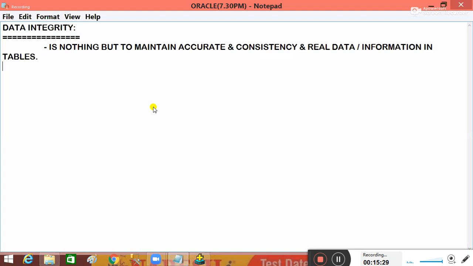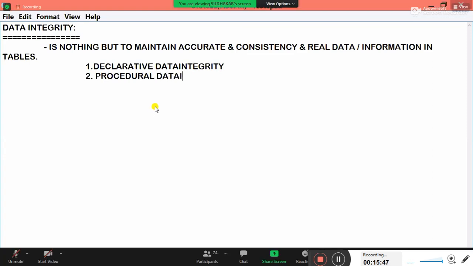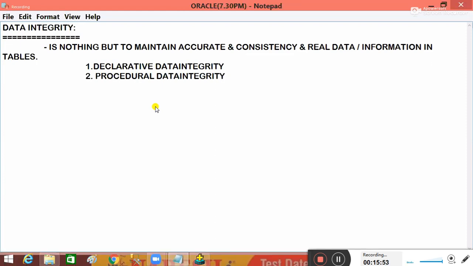And this integrity is classified in two ways, guys. The first one is called declarative data integrity. The second one is called procedural data integrity. So these are the two mechanisms of data integrity rules. Whenever you want to apply them on a table, there are two ways: one is declarative integrity rules and the other is procedural integrity rules.